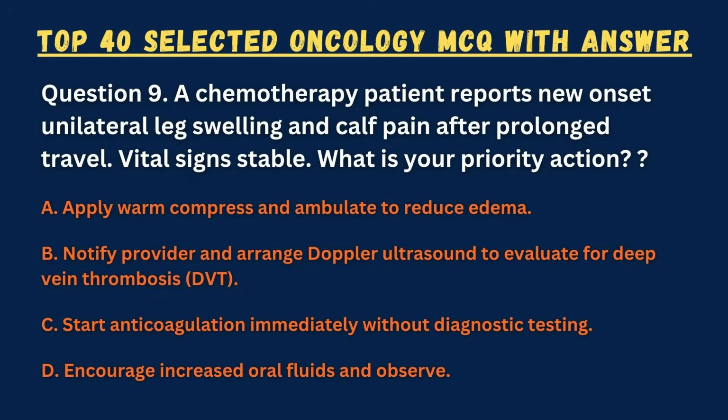Question 9. A chemotherapy patient reports new onset unilateral leg swelling and calf pain after prolonged travel. Vital signs stable. What is your priority action? A. Apply warm compress and ambulate to reduce edema. B. Notify provider and arrange Doppler ultrasound to evaluate for deep vein thrombosis (DVT). C. Start anticoagulation immediately without diagnostic testing. D. Encourage increased oral fluids and observe.